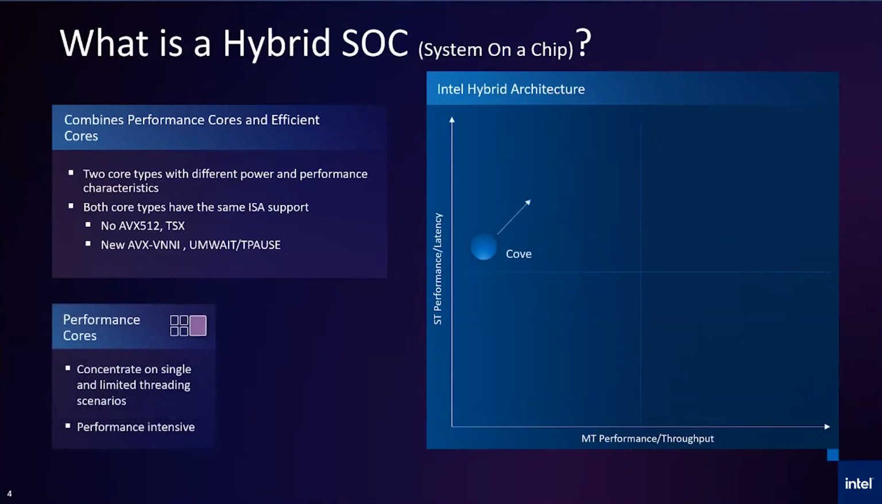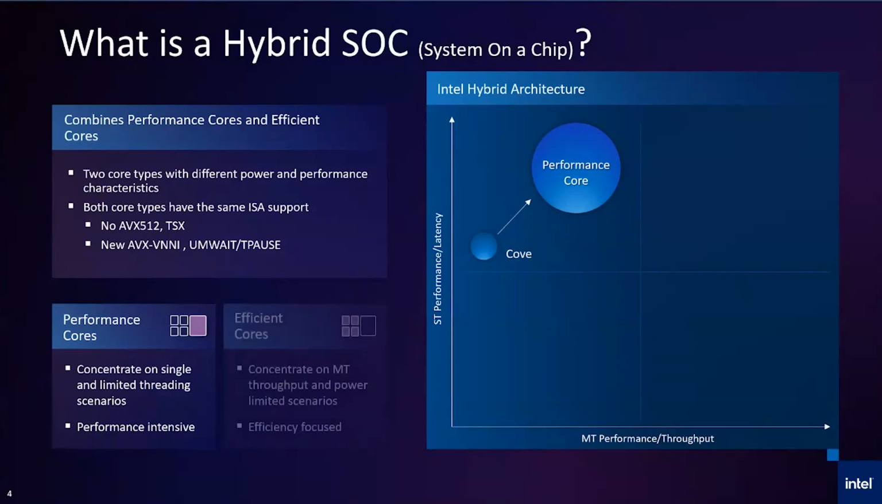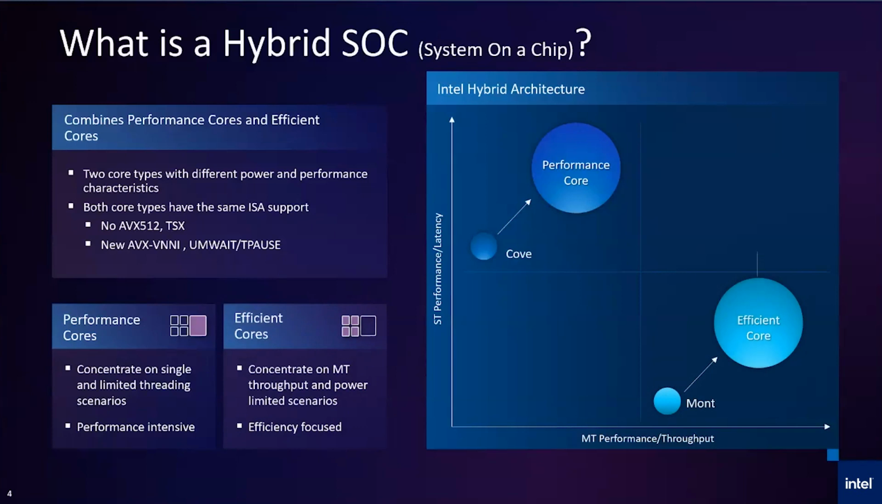Our first core type is our performance cores. These are designed around very high instructions per clock tick, where the actual individual throughput of the core is critical. These are for single and limited threaded scenarios. We also have our efficient cores. These are designed to be able to scale out for multi-threaded workloads. They provide better throughput, along with better performance in very power-limited scenarios.